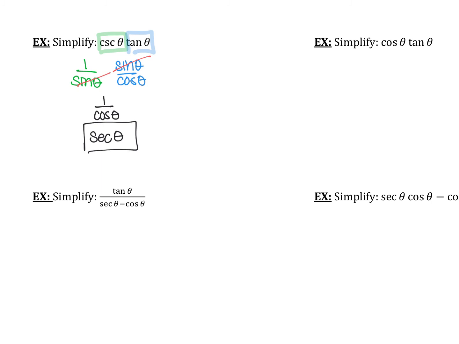Try the next one. Try the cosine theta. So cosine times sine over cosine gives me just sine. Good? Okay. Obviously, because it's math, you know it's going to get a little bit trickier. So now let's look at some fun ones.